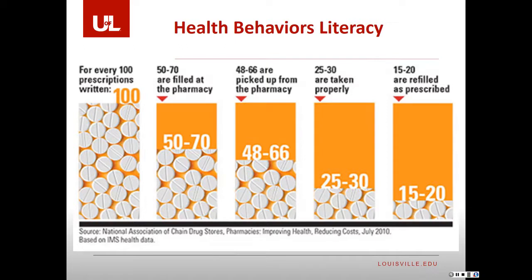For example, people with limited health behaviors literacy may have trouble understanding their prescriptions. And as a result, you will see that only 25 to 30% of prescriptions are taken properly. Individuals with limited health behaviors literacy may also have trouble knowing when or where to get their prescriptions refilled as prescribed. So in this example here, out of 100 prescriptions that are issued by a provider, only 15 to 20 are refilled as prescribed. And this can have serious health implications, especially among individuals who have serious or chronic health conditions and are expected to take their medications on a regular basis.